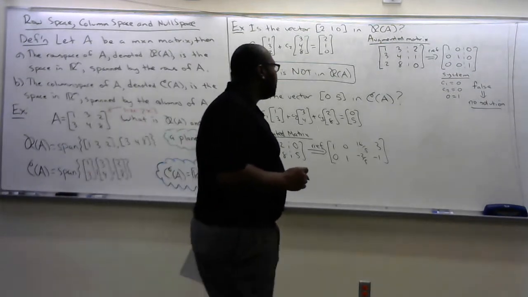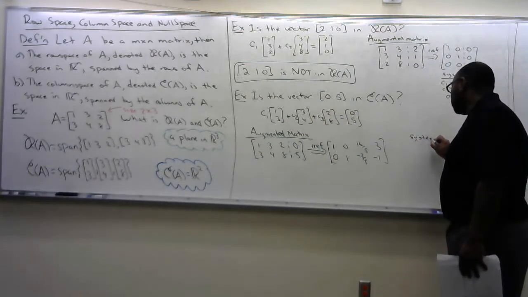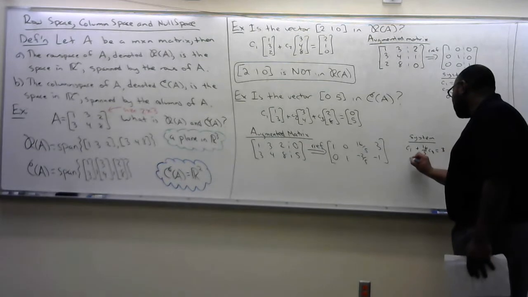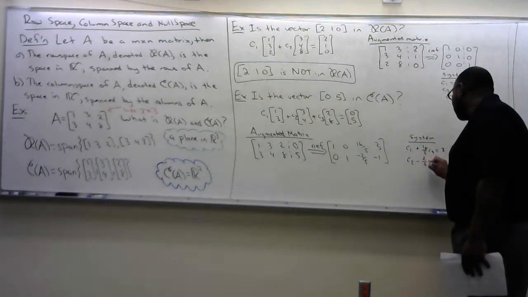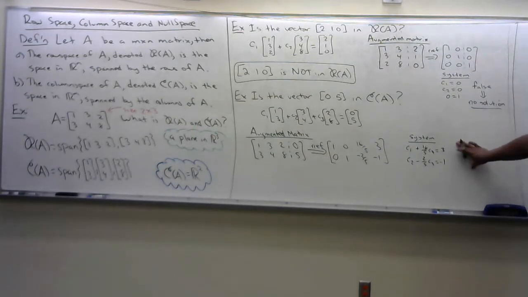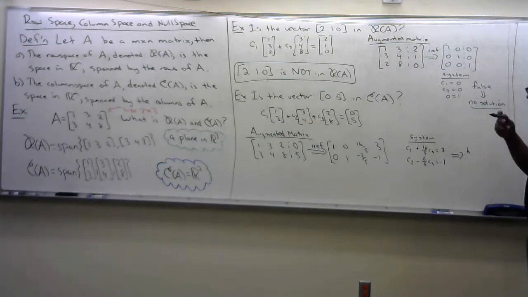What's my system here? Well, I get C1 plus 16 over 5 C3 equal to 3. I get C2 minus 2 over 5 C3 is equal to negative 1. Now, does this system have a solution? Well, absolutely it has a solution. I'm not going to write it down just for the sake of time, but this system has a solution. This is going to be parametric. I can think of C3 as being equal to T, so I have infinite solutions, actually. So it has a solution.